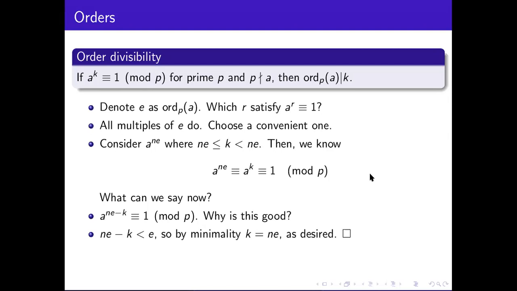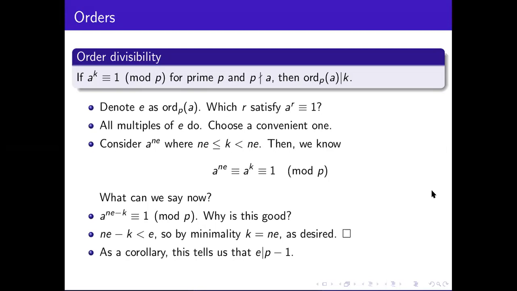This is a very simple property, but using it, we can get a ton of interesting stuff about orders. In particular, no, the order is not the smallest divisor of k. We just know that e divides k. For all we know, k is equal to e, and the statement is still true.